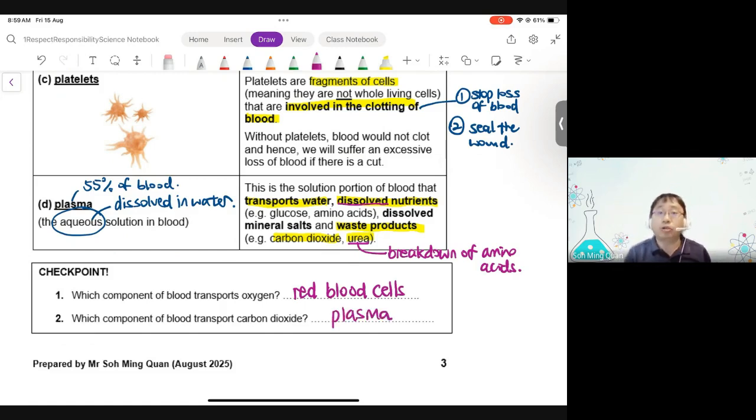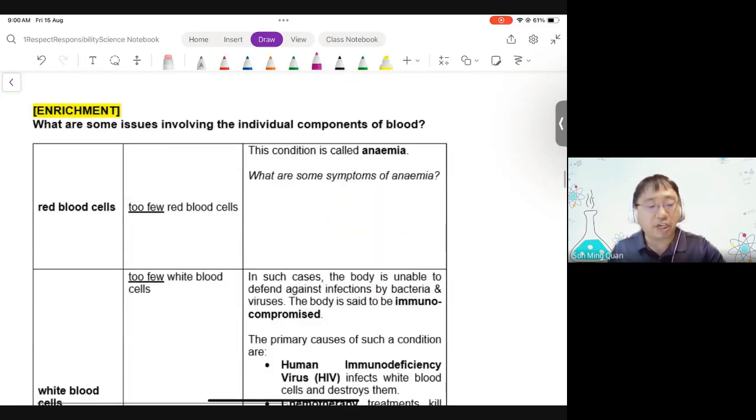Okay, so ensure you've completed page 3. I know page 3 is a very content heavy page, but let's learn to do it properly. All right, and we're going to move on to page 4, which is somewhat enrichment. Okay, but I'll still cover it. Okay, so page 4, enrichment. So now let's look at some issues involving the individual components of blood. Issues meaning diseases, problems. So first one, red blood cells.